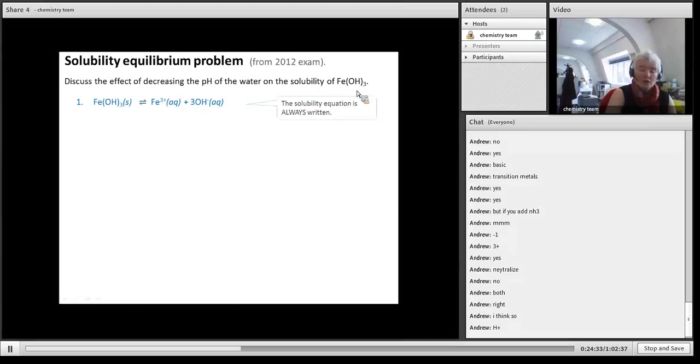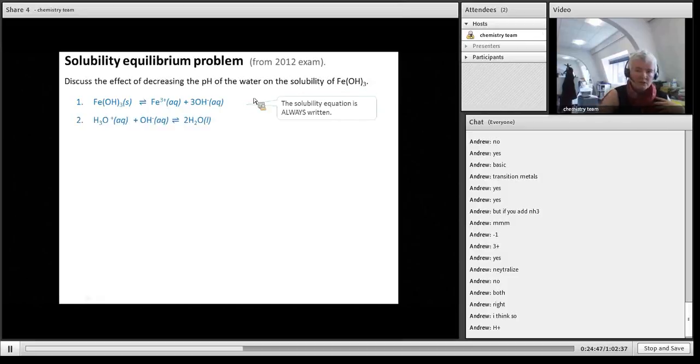So first thing you do is whenever you've got an insoluble salt or insoluble compound, you write this solubility equation. Okay, so always write that. We did that even with the silver one, the previous example. Now you do, just like we did with the complex ion in that previous example, whatever the effect is. So what we're doing is decreasing the pH, so we've got to talk about the H3O+, and then its effect on my insoluble salt. So in the previous one, it was the ammonia on the copper.